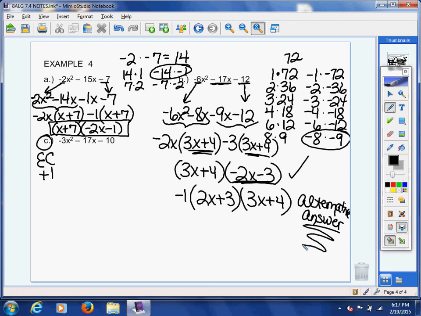So bring your questions tomorrow. Try letter C. See what you can do with it. See if you can put both the regular answer and the alternative answer down. And let me check that for you tomorrow. I'll give you a point for that one.